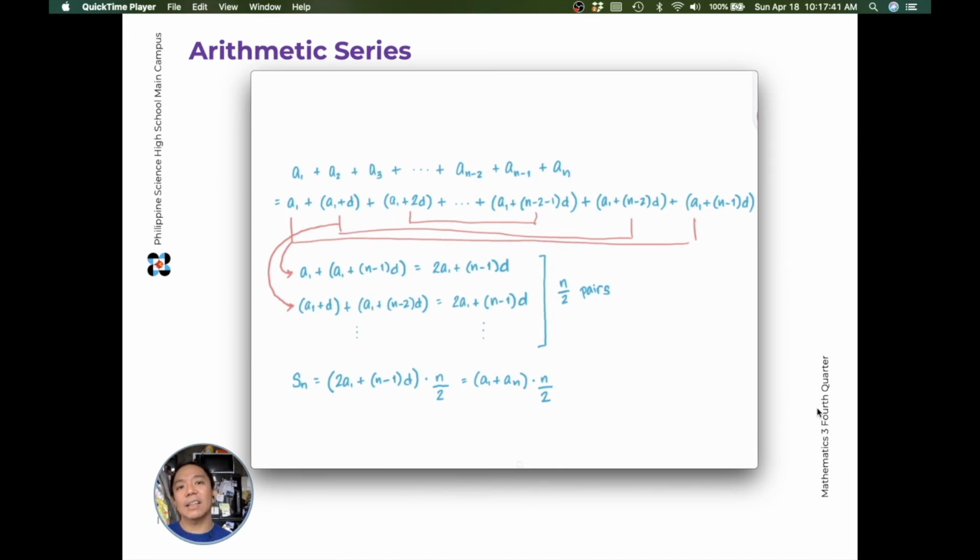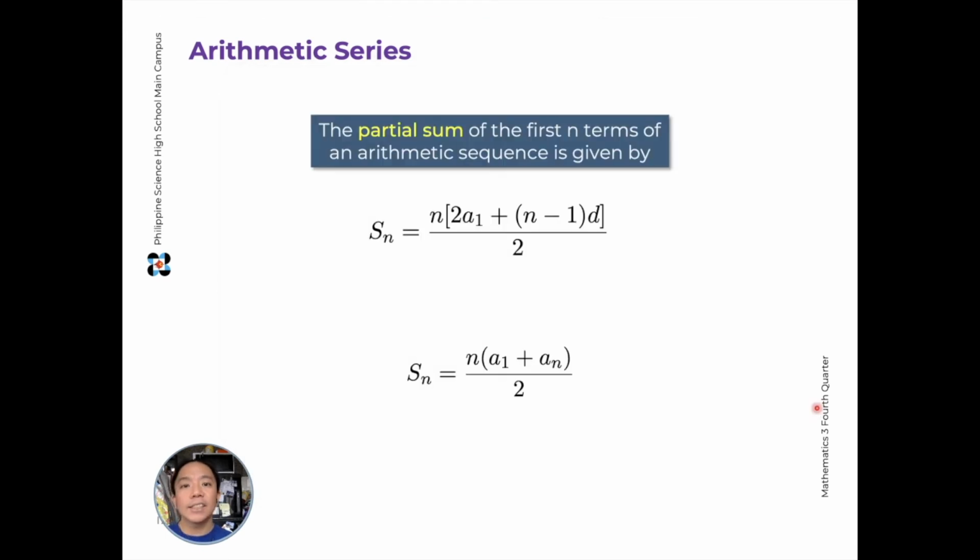Okay lang yun. Then that term, yung gitna, kalahating pair siya. So, ma-accommodate pa rin natin siya dun sa formula. So, let's summarize our formulas. The partial sum of the first n terms of an arithmetic sequence is given by these two formulas.